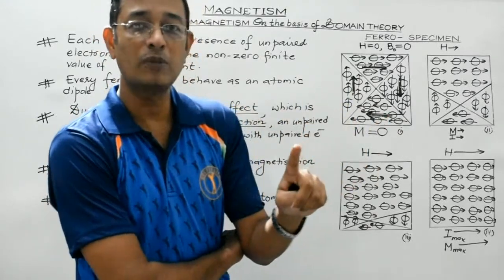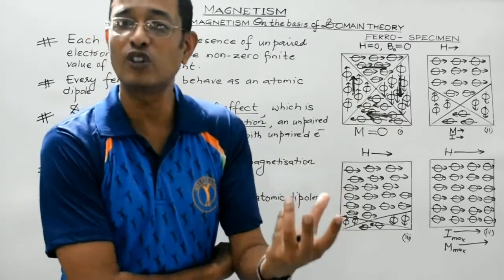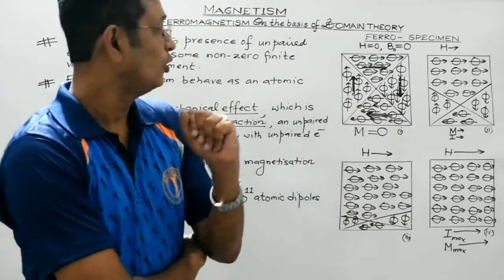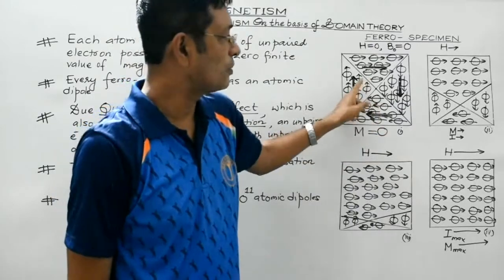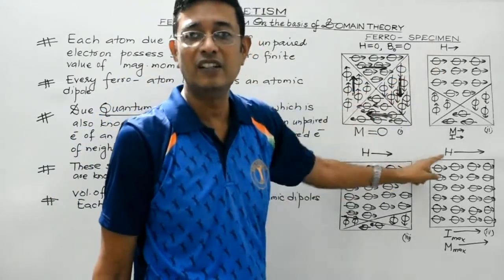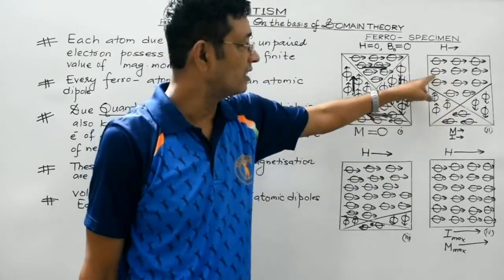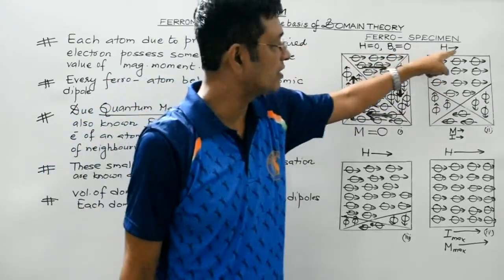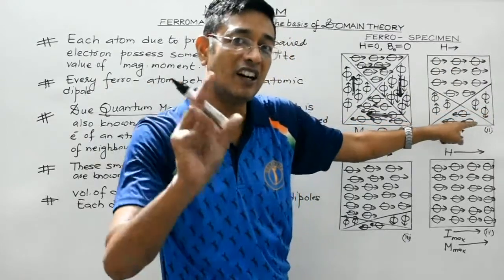In ferro, we talk about domains containing a large number of atomic dipoles, of the order of 10 raised to power 11 atomic dipoles. Clear? So in the absence of an external field, the net magnetic moment is 0. But as the ferromagnetic specimen comes under the influence of an increasing external field, what happens? It will start getting magnetized. That is, the size of the domain in which the atomic dipoles are already aligned parallel to the external field increases at the expense of the other domains.